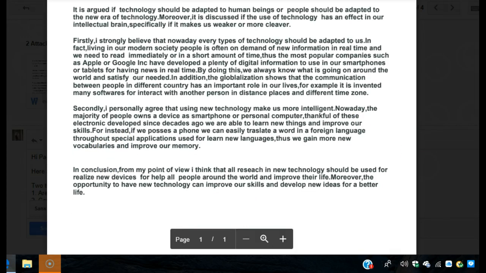Okay, fine. "In conclusion, from my point of view, I think that all research into new technology should be used to realize new devices which can help all people around the world and improve their lives," VES, plural. "Moreover, the opportunity to have new technology can improve our skills and develop new ideas for a better life." Okay, fine. This was nice and strong, but there's a lot of grammatical mistakes for Paolo.